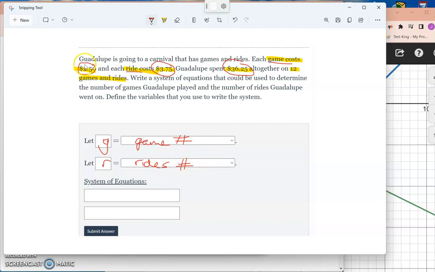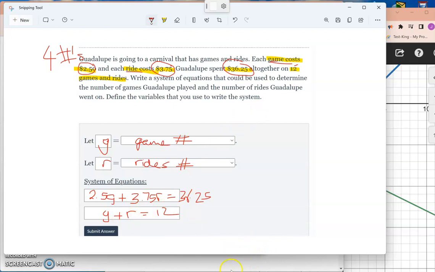All right, set up the money with the money. So $2.50 goes with G, plus my rides are $3.75 R, equals my other money, which is $36.25. And then when you have 4 numbers, so this is a 4-number example, you set up money, money, money, and the second equation, the last number is always going to be the variables added together. So G plus R is equal to 12.